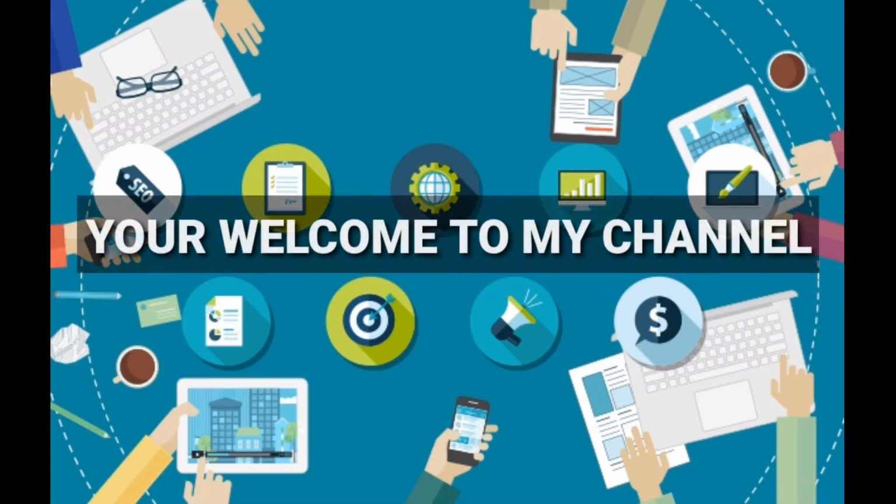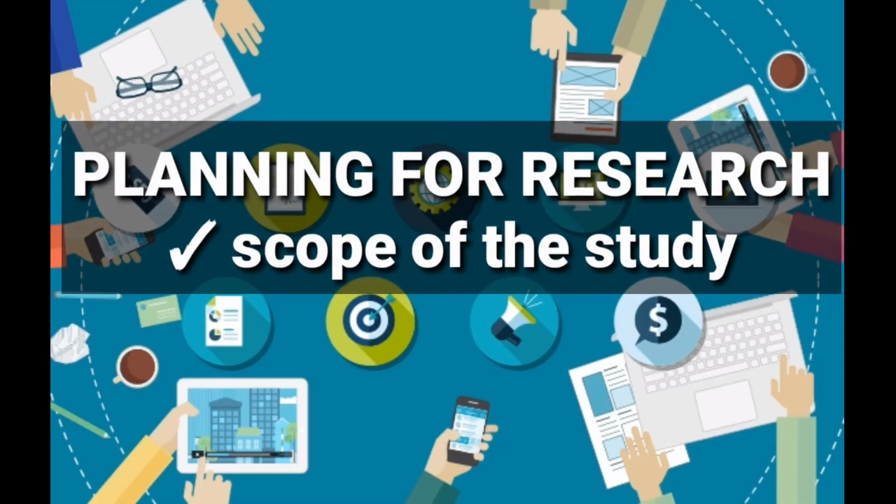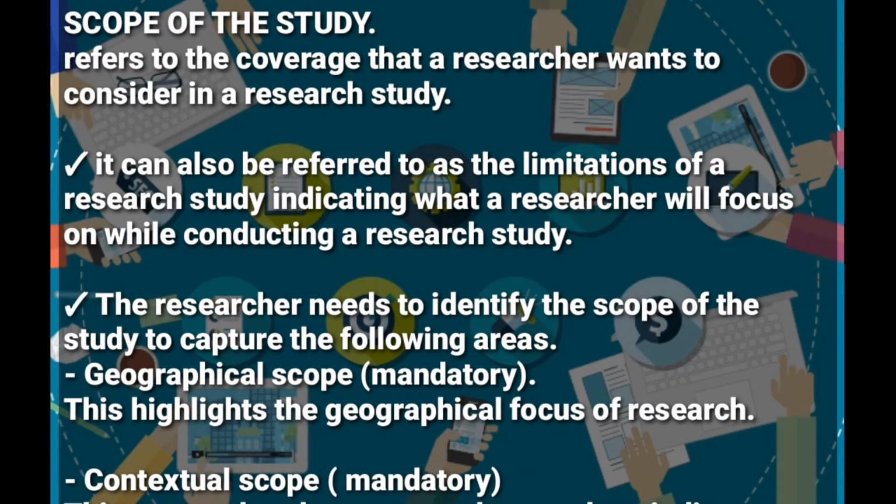We are still on the second topic in business research skills or research methods, which is planning for research. In this video we are going to talk about the scope of the study. In our previous video we talked about the three main concepts of the study, which are the research objectives, the purpose of the study, and the research questions. So let's look at the scope of the study.